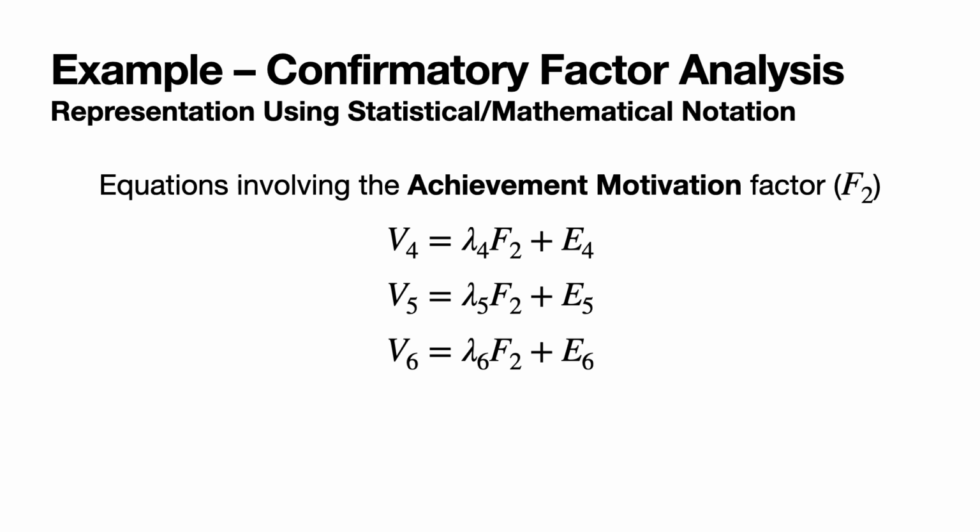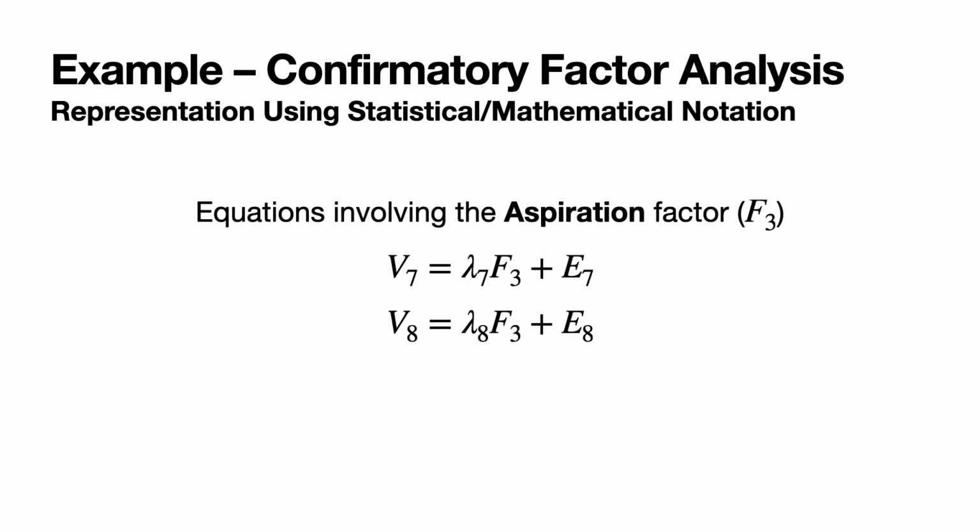The equations involving achievement motivation are as follows. V4, which is the first achievement motivation score, is equal to lambda 4 times F2 plus its own error term, E4. V5, which is the second achievement motivation score, is equal to lambda 5 times F2 plus E5, its own error term. And then finally, V6, the third achievement motivation score, is equal to lambda 6 times the achievement motivation factor F2 plus its own error term, E6.